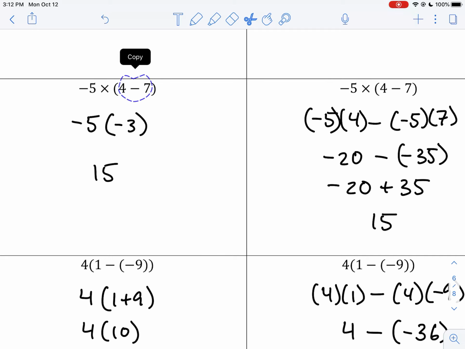Here, do inside the parentheses first. You get -3. 4 take away 7 is going to give you -3. And then remove 5 copies of -3. You get 15.